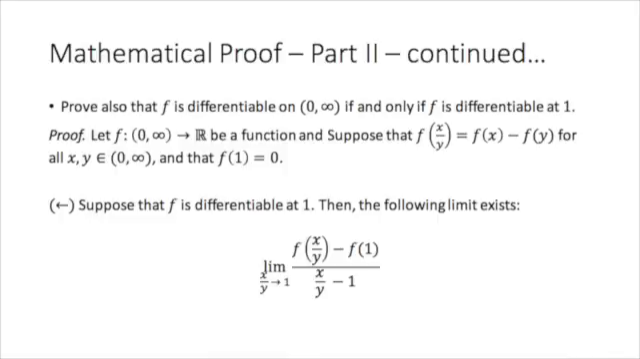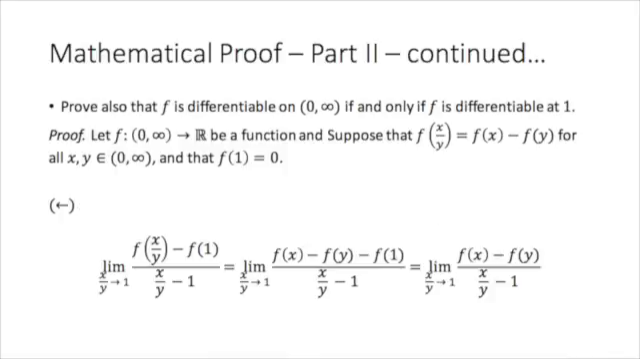Now, if we do some substitution, we substitute f of x over y by f of x minus f of y, then we have that on the right hand side, the middle term. Then we know that f of 1 is given to be equal to 0, and we have the last, or the right hand side of this equation, which is the limit of f of x minus f of y over x over y minus 1 as x over y approaches 1.